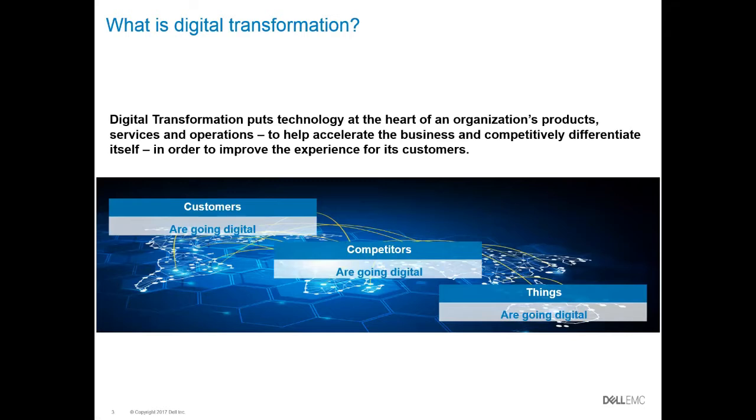Thank you. Right. So let's get started with the concept of digital transformation. If you look around, this has been there for a while. We can see that the main components of any system, like the customers, the competitors in the business environment, and the things themselves, are all going digital. Gone are the days when we used to deal with analog systems and analog devices. So we are all going towards digital transformation.